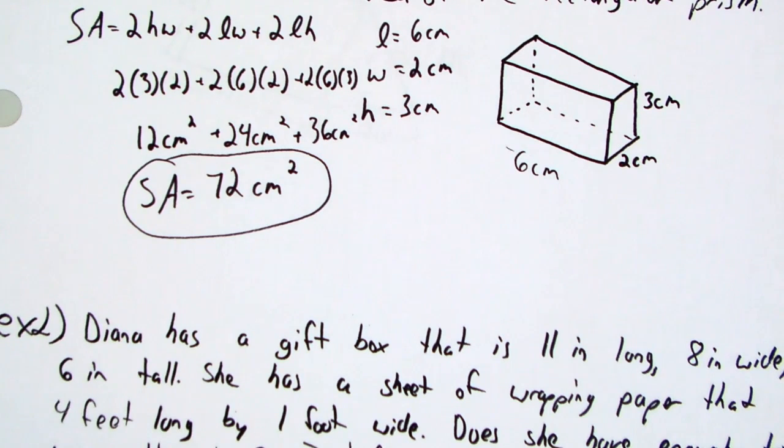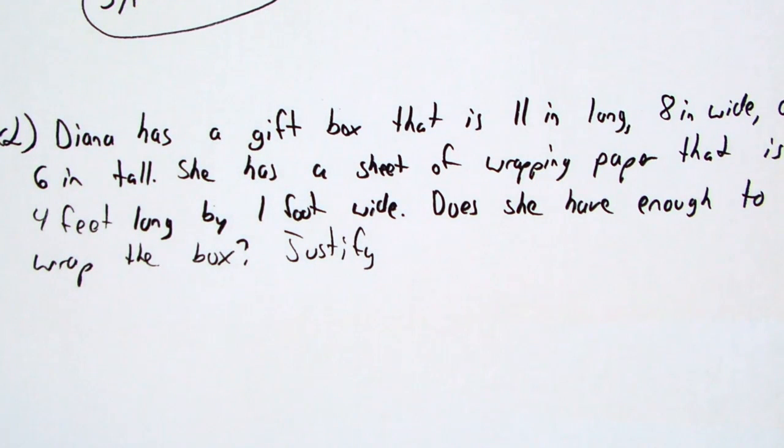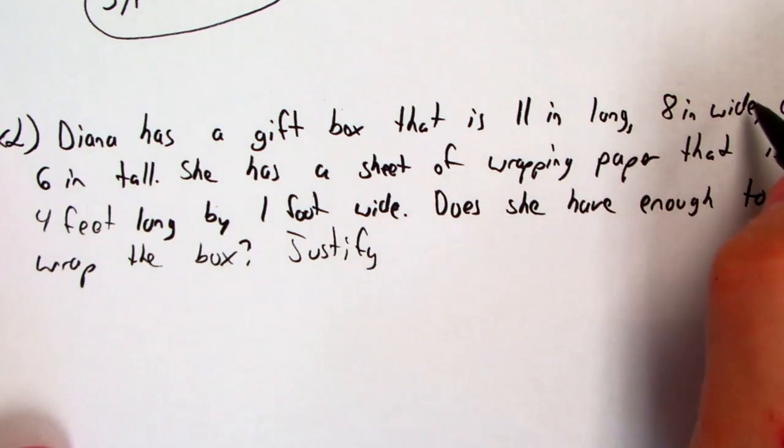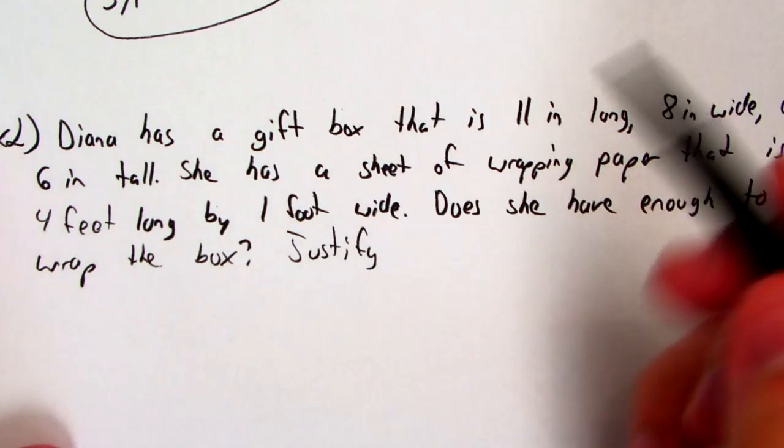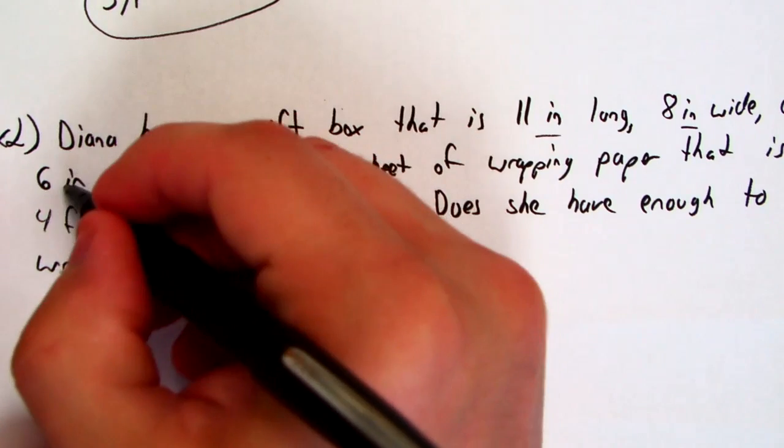So let's look at example 2 then. Diana has a gift that is 11 inches long, 8 inches wide, and 6 inches tall. She has a sheet of wrapping paper that is 4 feet long by 1 foot wide. It says, does she have enough to wrap the box? And justify. So the thing we want to be looking at here is how much wrapping paper is needed versus how much she has. Also keep in mind, these units are in inches, while these are in feet. So we have to convert.